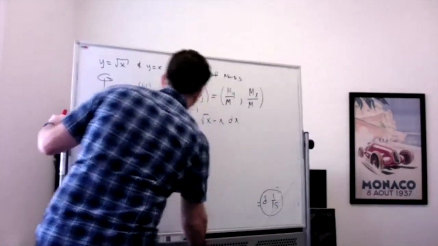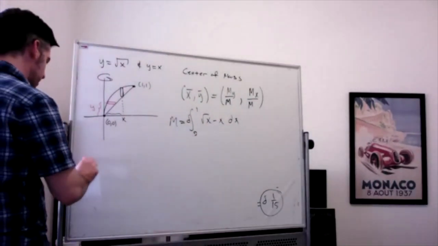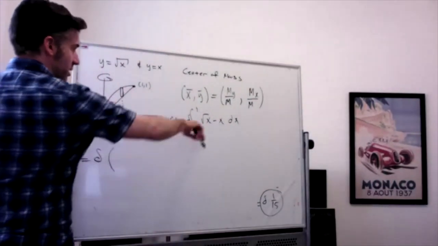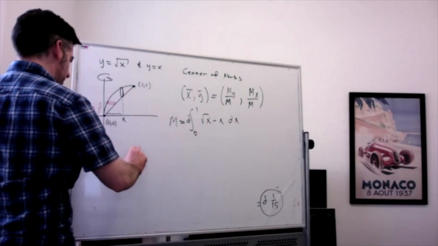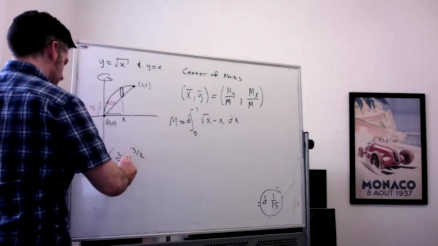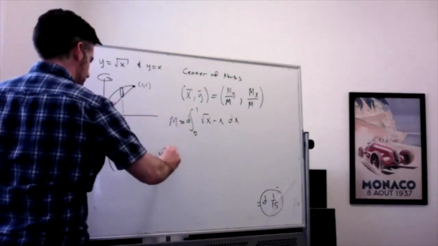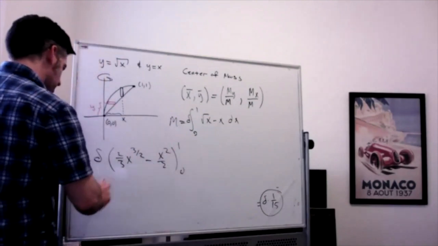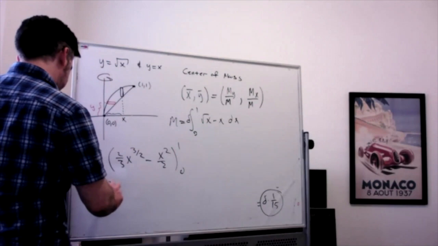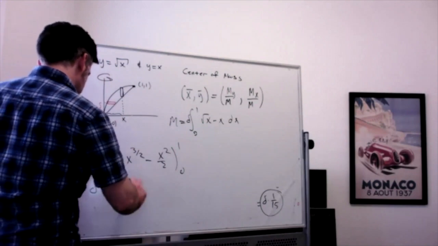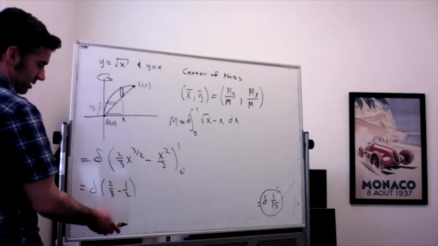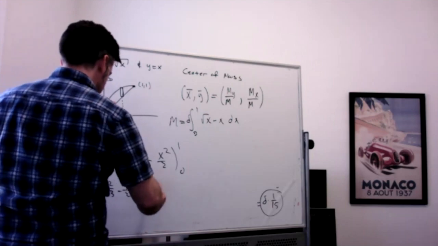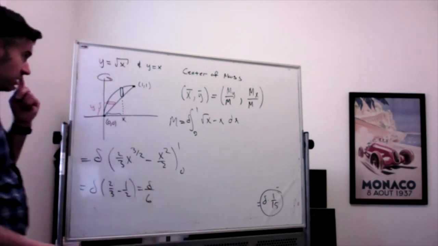So the total mass is density times the integral of this, which is x to the 3/2 times 2/3, minus the integral of this, which is x squared over 2, from 0 to 1. So we're getting 2/3 minus 1/2, which is 4/6 minus 3/6, which is 1/6. So we get delta over 6.